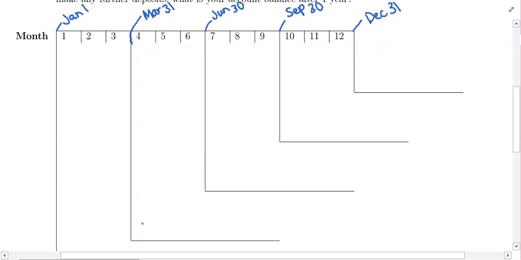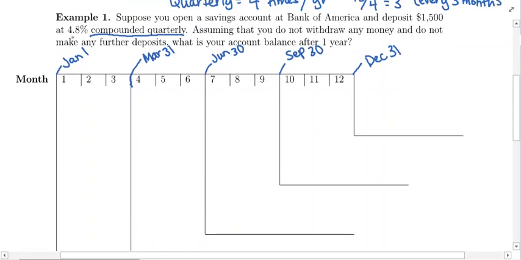What we have to do is figure out how much interest has been earned during that first 3-month period. So we're going to use what we're familiar with to calculate interest. It's principal times rate times time. How much money has been sitting in there? That's my principal. So $1,500 has been sitting in my bank account. Now I've got to multiply by the interest rate as a decimal. Remember, your interest rate up here is 4.8%.